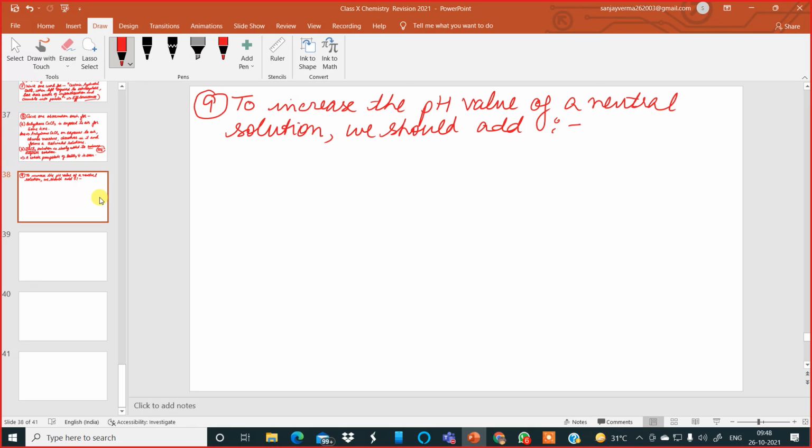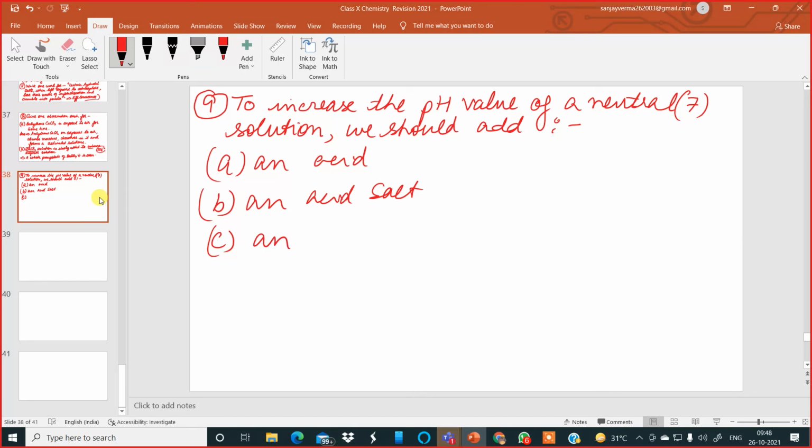To increase the pH value of a neutral solution. For a neutral solution, pH is 7. So if we decide to increase the pH value of a neutral solution, what should we add? Should we add an acid? Or an acid salt? Or an alkali? Or a salt? So what could be the answer? Yes, alkali. We should add an alkali.